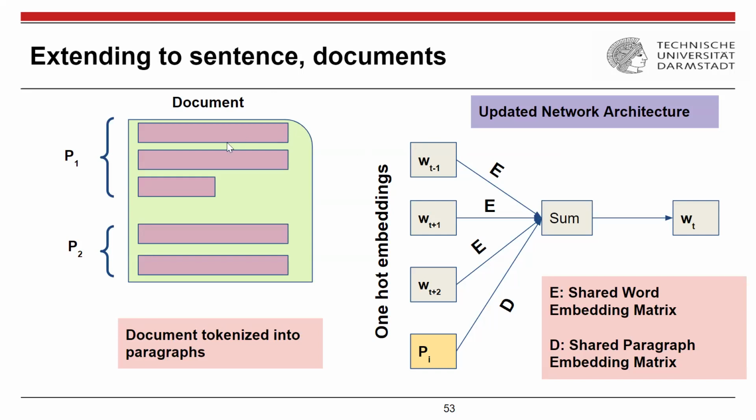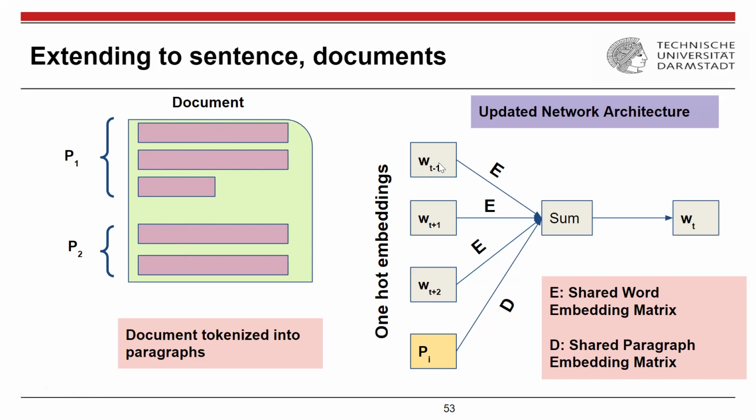Given a particular document, most of the time the document will be broken into paragraphs, right? A document will have various numbers of paragraphs. So what they do is first tokenize the document in terms of paragraphs, and then have a single one-hot representation for a paragraph. Every paragraph will have a separate one-hot representation, and as you know, every word also has a one-hot representation.